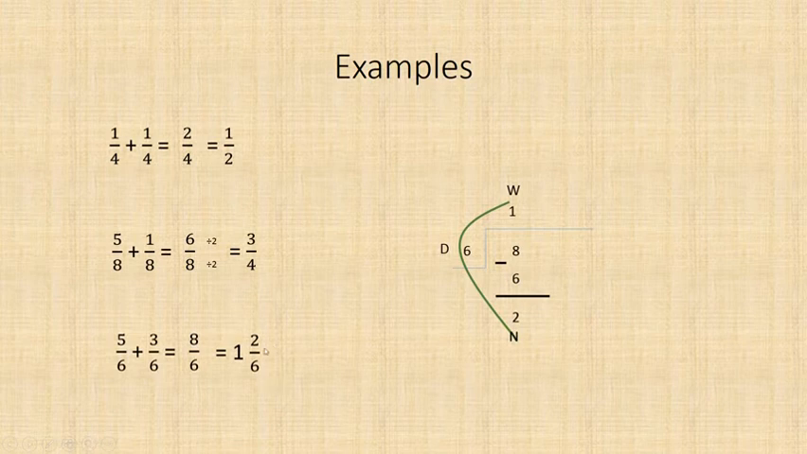Okay, but I can see here I can still simplify this fraction. So I will keep the whole number as it is, and then simplify this 2 over 6, which is going to be 1 over 3.